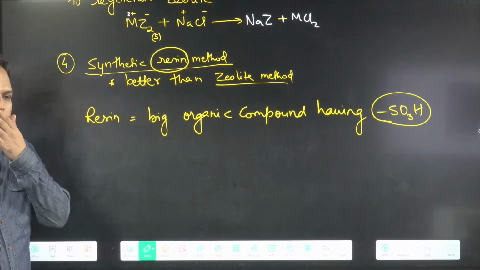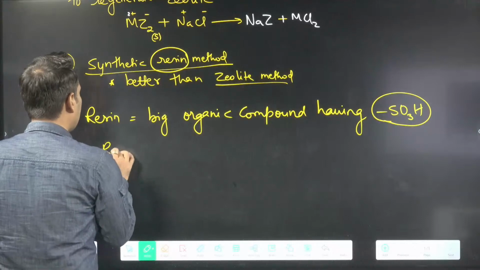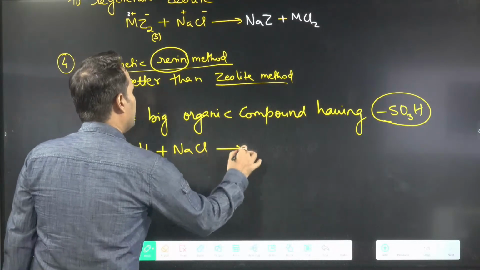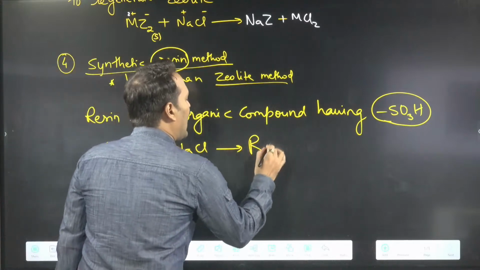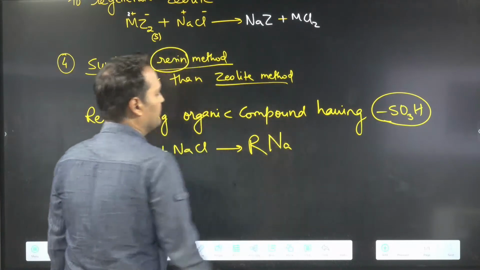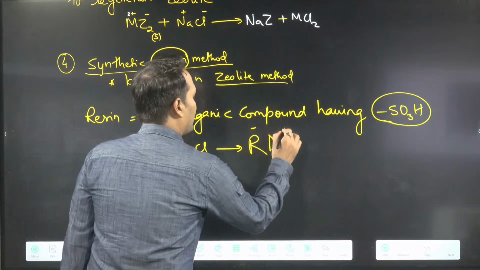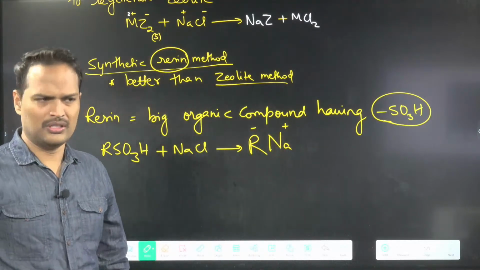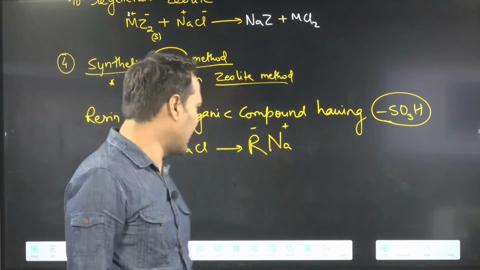Clear with this point? Okay. Now what are they saying? I will take this resin and react it with NaCl and make RNa, R minus Na plus. You can write NaR also. It is written in NCERT, that's why we are writing it.